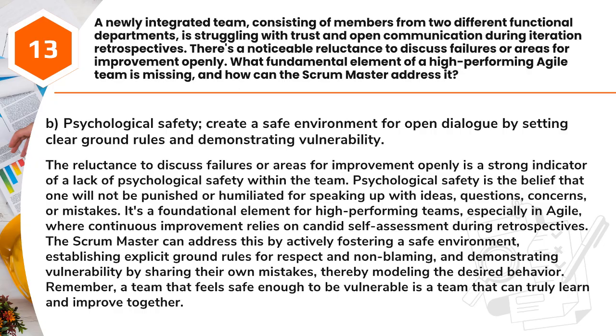It's a foundational element for high-performing teams, especially in Agile, where continuous improvement relies on candid self-assessment during retrospectives. The Scrum Master can address this by actively fostering a safe environment, establishing explicit ground rules for respect and non-blaming, and demonstrating vulnerability by sharing their own mistakes, thereby modeling the desired behavior. Remember, a team that feels safe enough to be vulnerable is a team that can truly learn and improve together.